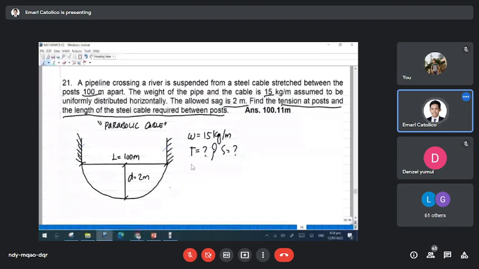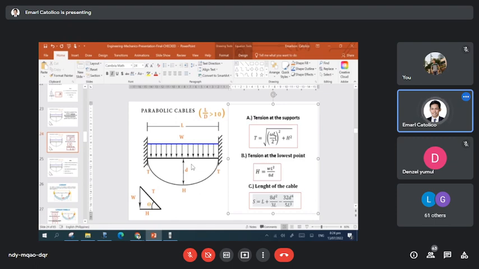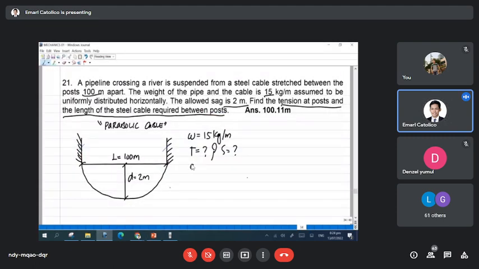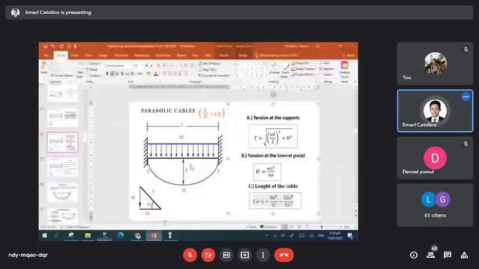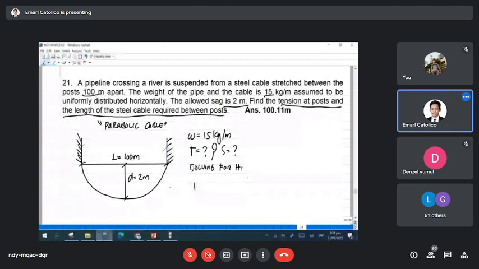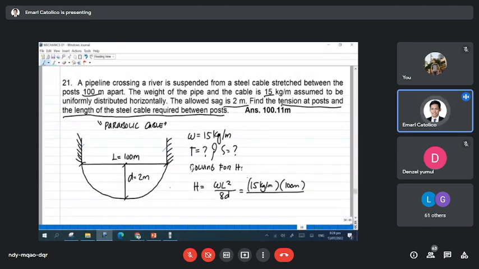So, formula ng T natin, square root of (omega L over 2) raised to 2 plus H squared. So, wala tayong given na H. Solve muna natin si H. So, formula based tayo. H is omega L squared over 8D. Okay. Omega natin is 15 kilograms per meter. Length natin is 100 meters based sa ating diagram. Then D, allowed sag natin, is 2 meters.